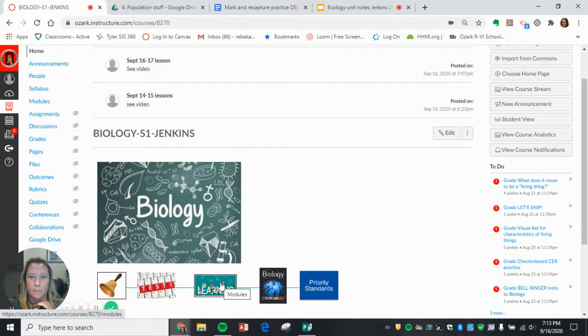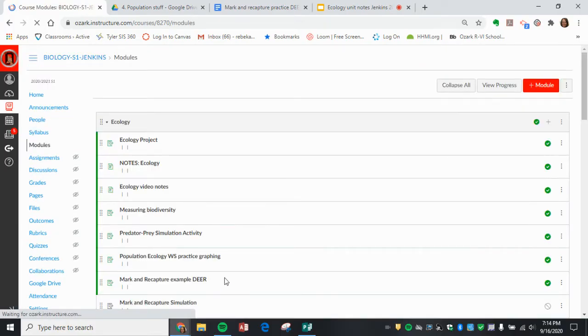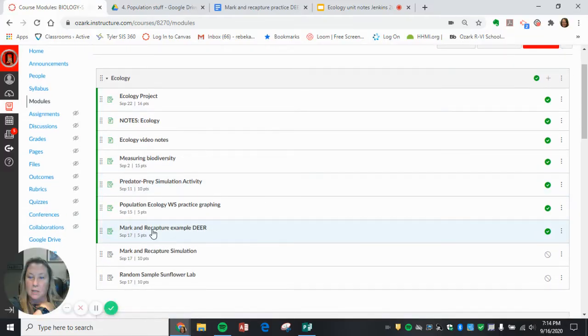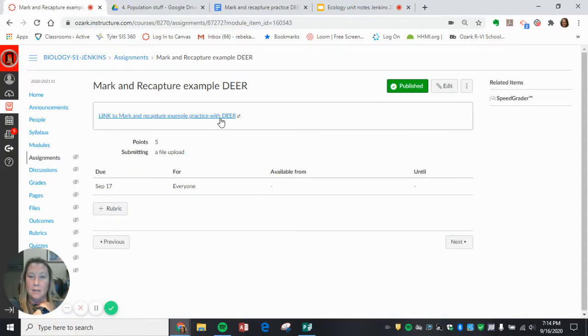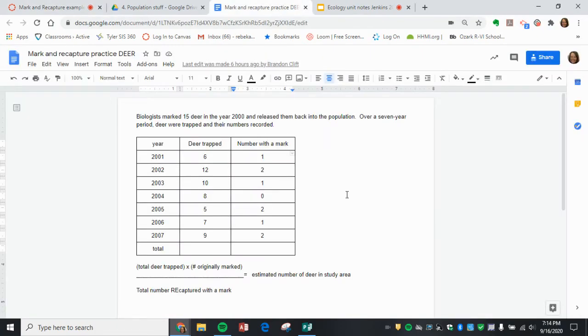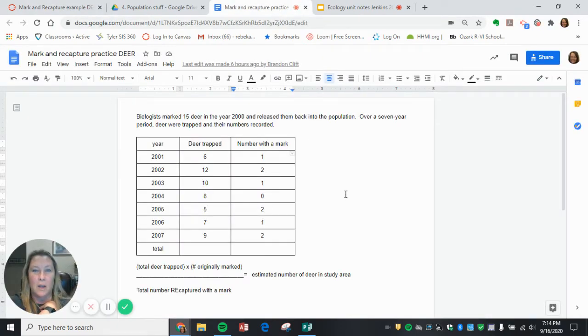Basically, we did the cricket mark and recapture activity outside to demonstrate how to measure populations using that technique. So the first thing we did was go to this mark and recapture example, deer. Even before we went outside, we practiced. You can just click it there, but we practiced here. And this is the way I introduced it.